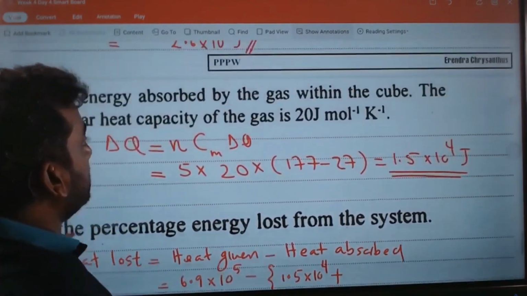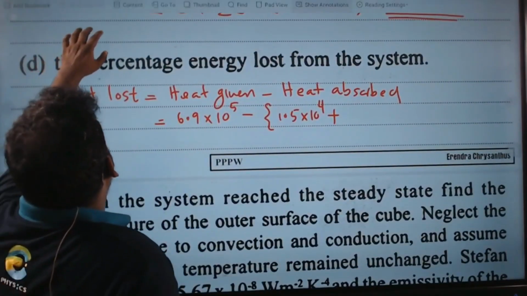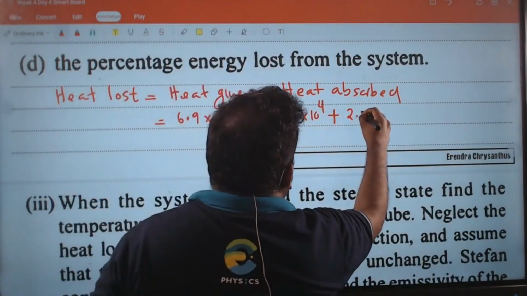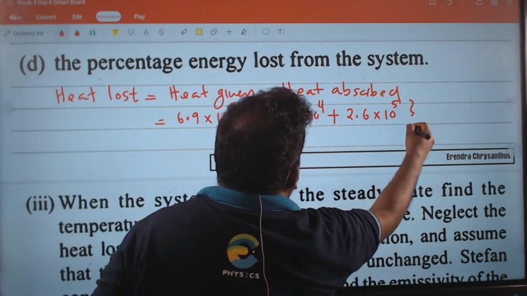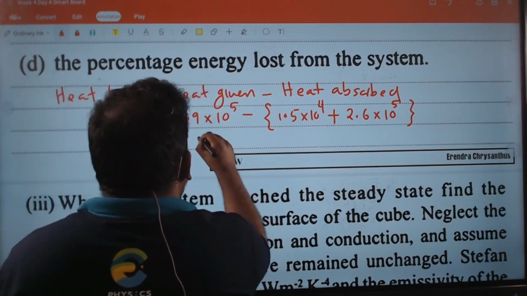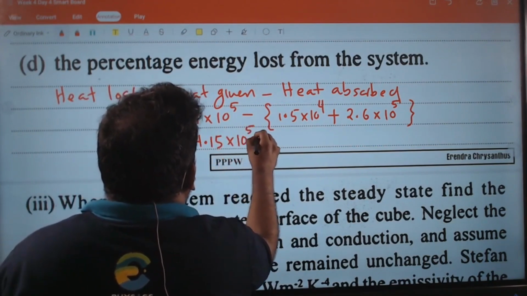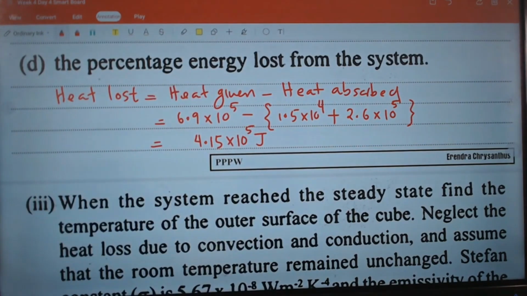Then by the heating element separately you can find 2.6 10 to the power 5. Let's find the heat loss. 6.9 10 to the power 5 minus 1.5 10 to the power 4 minus 2.6 10 to the power 5 gives 4.15 10 to the power 5 joules heat loss to the environment.